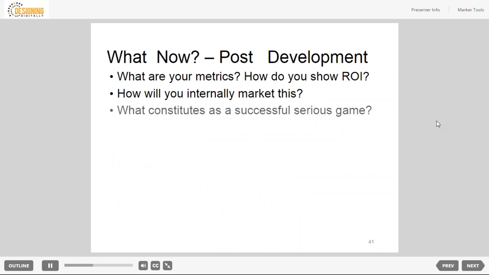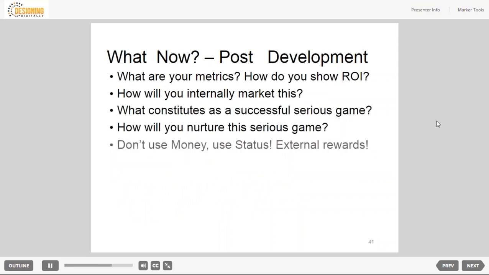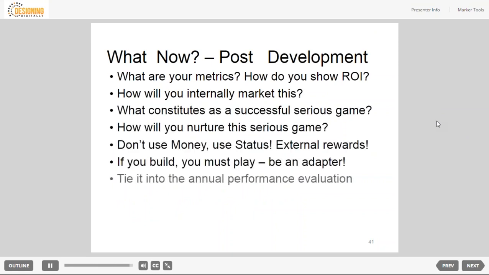And then what happens after you build something like this? What do you do next, and how do you know that this is a success? Well, the question is, how do you show ROI? You should have asked yourself that at the beginning. Ask yourself, can I compare this to a traditional presentation or e-learning module? Has this been more effective for them? Can we make a control group and see how their performance increases?